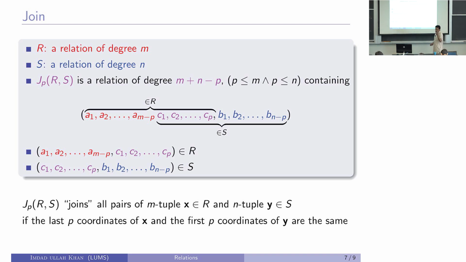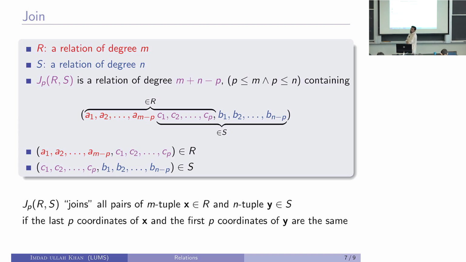You have two relations. One is of degree m, the other is of degree n. See the color coding here. There is a red relation R and a blue relation S. The red one R has degree m, meaning it has m columns if you think of it as a table. S has n columns, it's degree n.